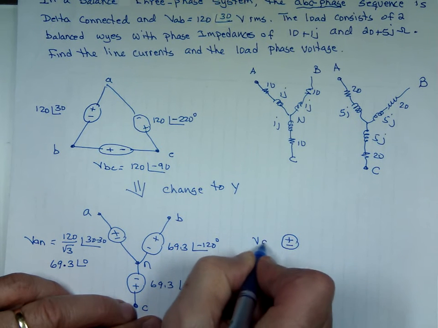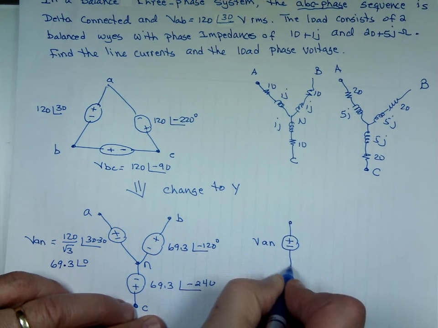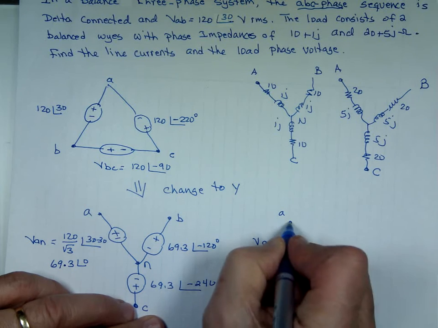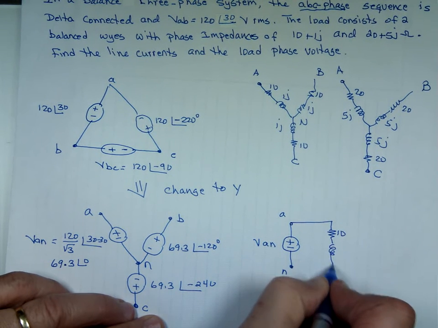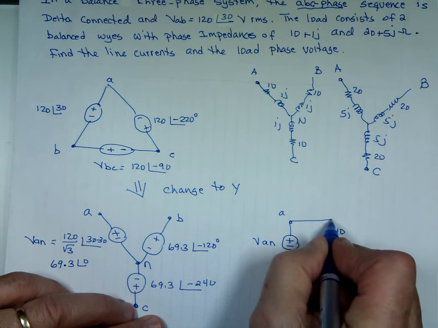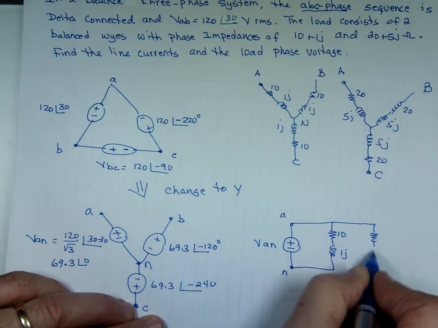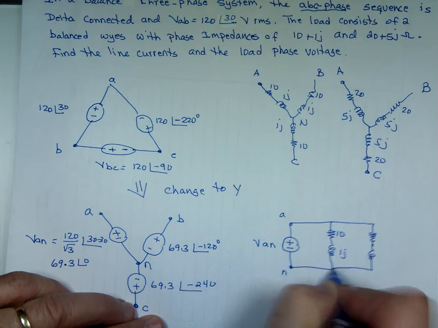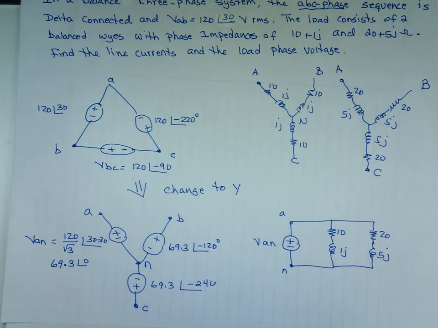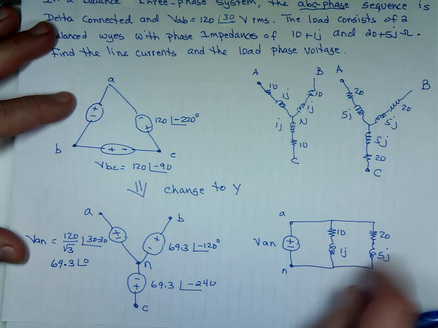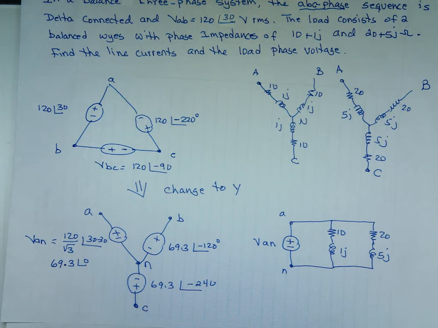This is VAN, attached in parallel with 10 and 1J, 20 and 5J. Now I can use my calculator to convert these values for me. I can switch them to phasor and do the product over the sum. That'll be a quick way.